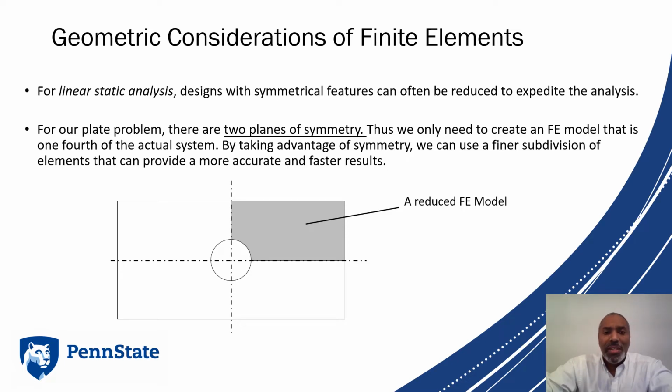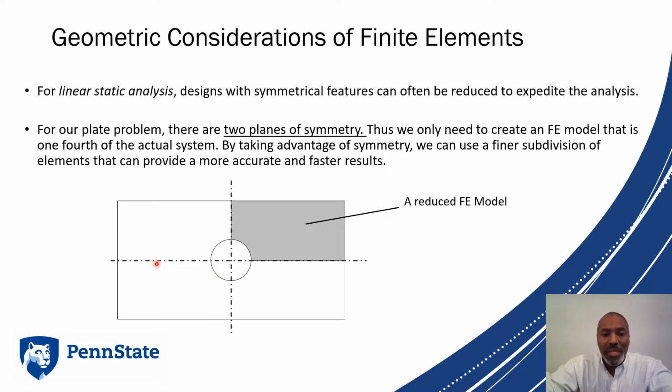So for linear static analysis, designs with symmetric features can be reduced to expedite the analysis. They allow us to analyze a smaller section of the whole part. And since we're analyzing a smaller section of the whole part for the same number of elements, meaning the same size of our computational problem, we can actually have a higher element density, more elements per unit area, and that'll give us a better result. As we see in this problem, we have two planes of symmetry.